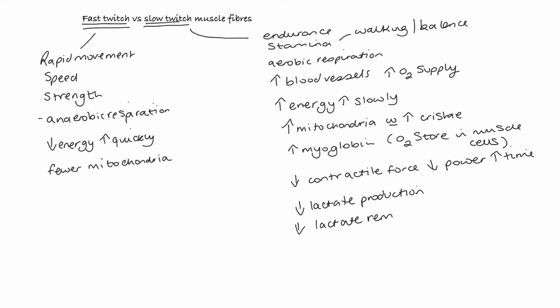We also see much more creatine phosphate in fast twitch muscle fibres in comparison to slow twitch muscle fibres. So we know that creatine phosphate is a store of phosphate within muscle cells that allows a direct transfer of phosphate to ADP to form ATP to keep that muscle contraction going a little bit longer.